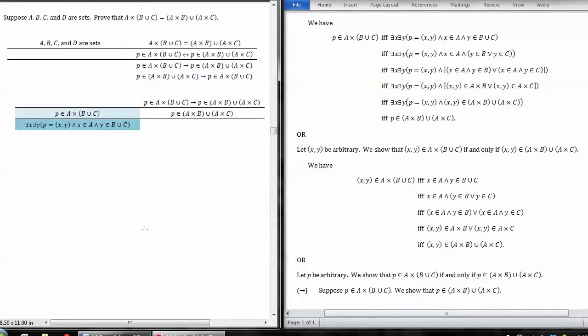And then we use the definition of Cartesian product. If P is in here, then we have an x and a y such that P equals xy, with x in the first set A and y in the second set B union C. And over here, P being in the union means that P is in the first thing or P is in the second thing.